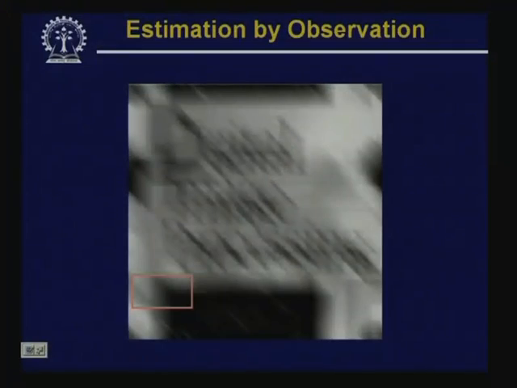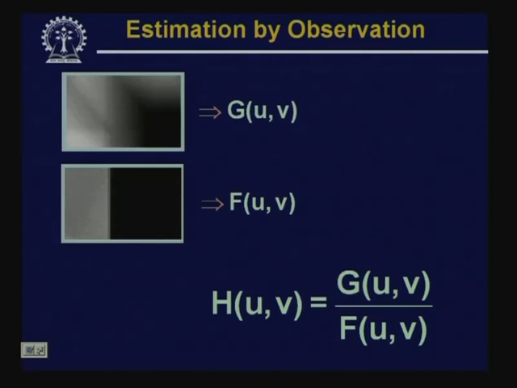By taking a small sub image from this portion, I try to manually estimate what the corresponding original image should be. As shown in this slide, the top part is the degraded image, which is cut out from the image that we have just shown, and the bottom part is the estimated original image. Now, if you take the Fourier transform of the top one, what I get is G(u,v), the Fourier transform of the degraded image, and the lower one we are assuming to be the original.